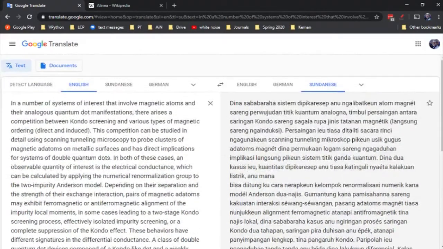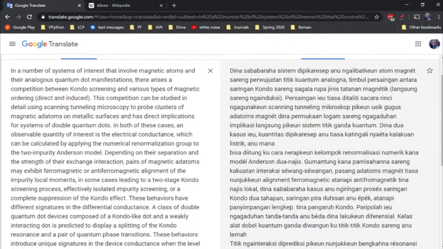Okay. In a number of systems of interest that involve magnetic atoms and their analogous quantum dot manifestations, there arises a competition between Kondo screening and various types of magnetic ordering, direct and induced. This competition can be studied in detail using scanning tunneling microscopy. Sidebar, you have no idea how many times I said scanning, tunneling microscopy. To probe the clusters of magnetic atoms on metallic surfaces, and has direct implications for systems of double quantum dots.